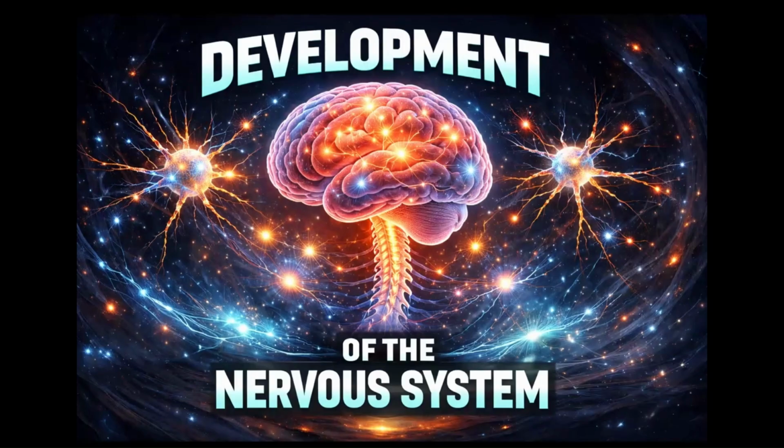When disruption occurs, outcomes depend on when, where, and how development was altered. So, understanding nervous system development provides essential context for assessment, for intervention, and for long term clinical reasoning, especially when working with children and individuals with early brain injury.